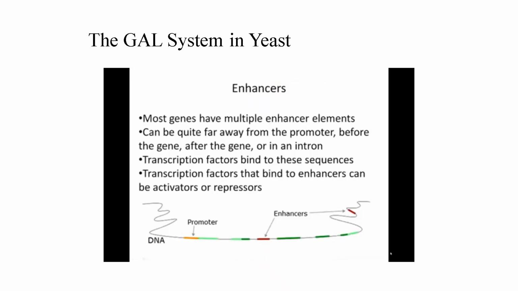Enhancers, on the other hand, can be quite a distance away from the gene. And so they can be before the gene or after the gene, or they have even been found within the gene in an intron. So to these particular enhancer sequences, transcriptional regulators will bind, and these can help to activate or to repress transcription of that gene.